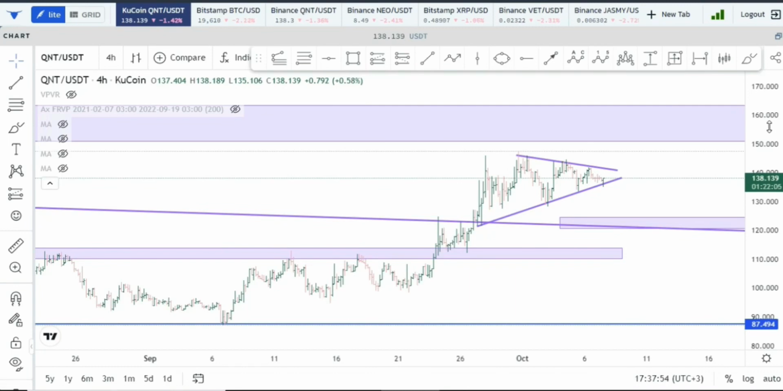The last few days have been a little bit boring for the Quant price and actually markets in general, right? So today we'll look at the price set one more time to see what exactly is happening.